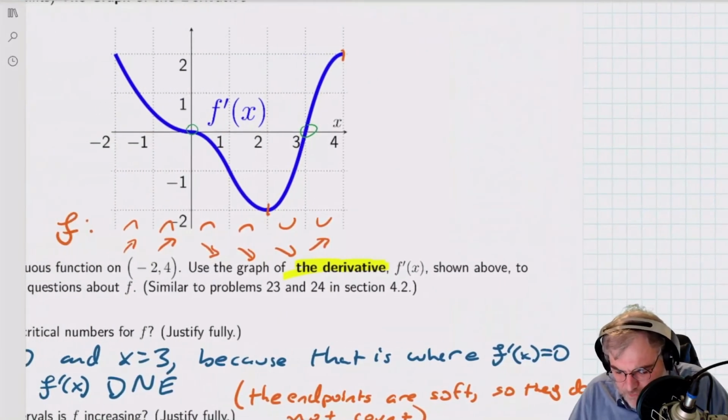Wherever f prime was greater than 0, f would be increasing. Here I'm negative, that means f is decreasing. And here I'm positive again, that means f is increasing. Here I'm decreasing, so that means f is concave down. Here I'm increasing, that means f is concave up.